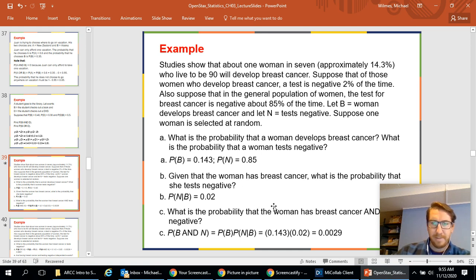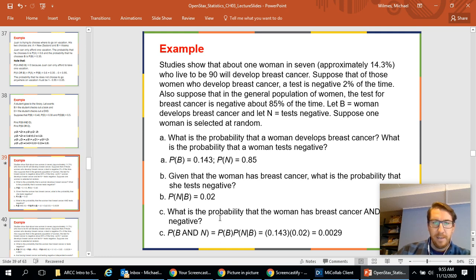What's the probability that the woman has breast cancer and tests negative? This one is a little bit different, because it's the probability a woman has breast cancer and she does need to test negative. On the previous one, we were looking at the subset of people that have breast cancer, but this is the probability that a woman has breast cancer and then also tests negative. So it's the probability of cancer and a negative test.